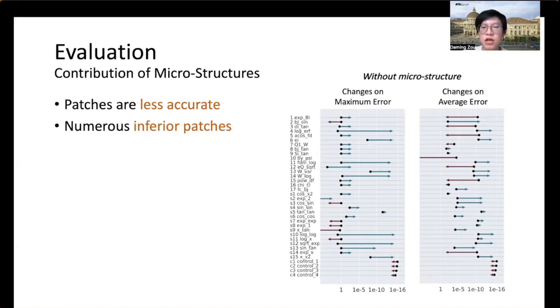In the second part, we assume we don't have microstructure, and we use pure floating point results to do the polynomial synthesis. We can see clearly that the patches become less accurate than in the last part, and numerous patches become even inferior to the original program. We conclude that microstructure is critical for SSO's effectiveness. Otherwise, we will have to report inferior patches to the users. Since in practical scenarios, it's very hard for developers to distinguish the quality of a patch, inferior patches will greatly reduce the practical value of an approach.